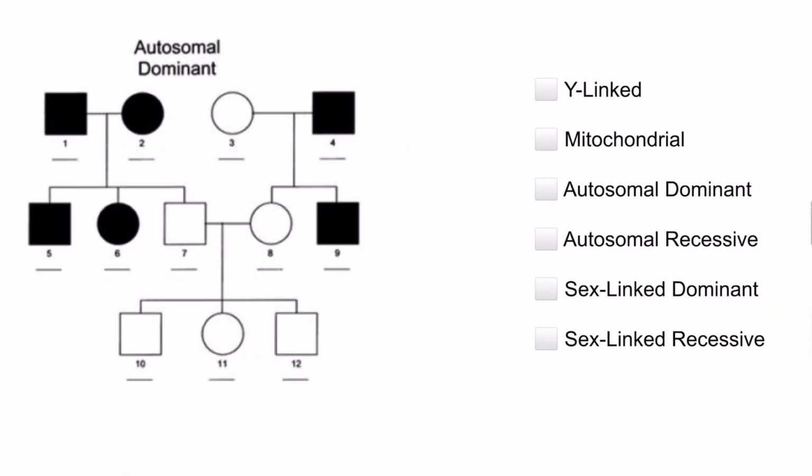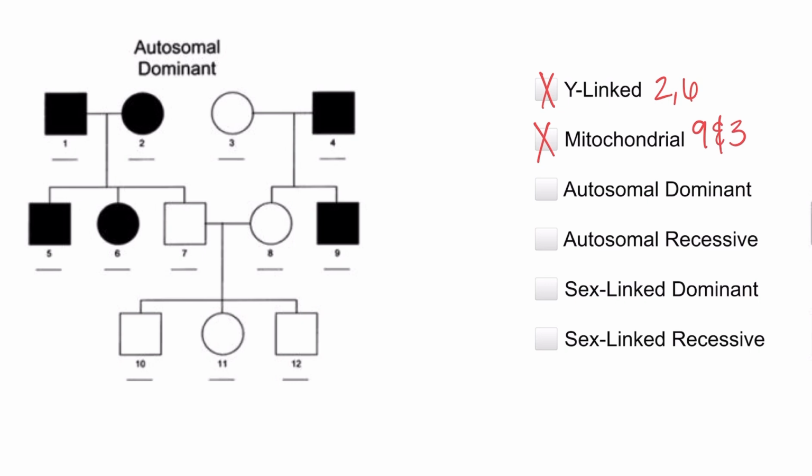Here's another example, and we'll do the same thing. Starting with Y-linked, I can automatically cross that off because of individuals 2 and 6. I can also go ahead and cross off mitochondrial because of individuals 9 and 3. Individual 9 does express a trait, and they got it from someone other than their mother. You can't get a mitochondrial trait from anyone other than your mother.